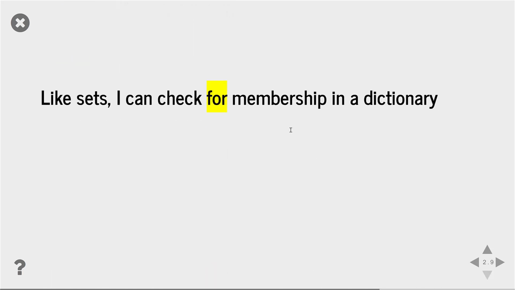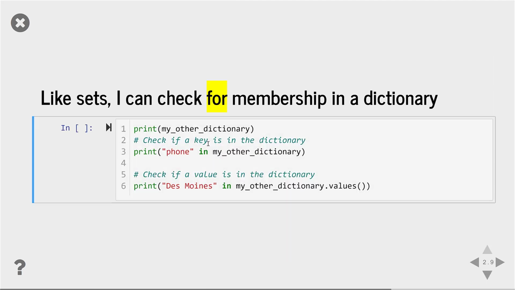And I can also check for memberships in dictionaries as well. So again, here's my other dictionary. I'm just going to print it so I can look at it, and then I can check if a key is in the dictionary. So I'm going to say, hey, phone in my other dictionary. So this is going to resolve to a true or false. And then I can check if a value is in my dictionary. So I can say, hey, is Des Moines in my other dictionary dot values?